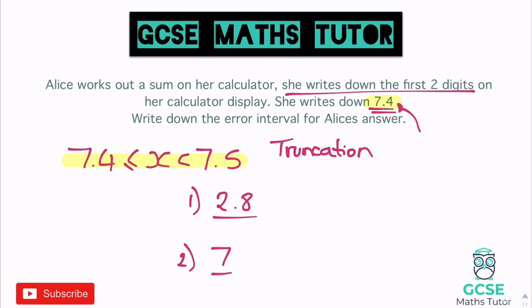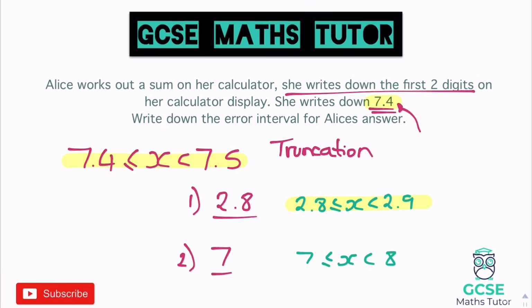Okay, so something slightly different. So 2.8, if this has been truncated, and again we can put 2.8 in the middle, but the lowest it could have been is 2.8, and the next number up would be 2.9. And then for the 7, again the lowest number it could have been on the calculator is 7, but it can't have been 8. Okay, so just a last little thing to be thinking about there.